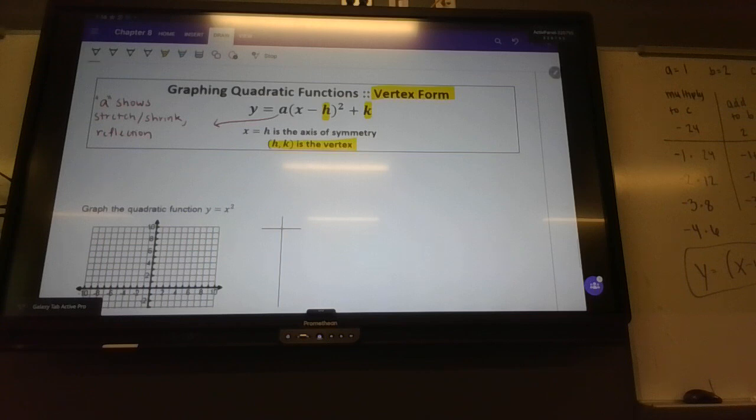Now H will show a horizontal translation. So that's a shift left or right. And it's opposite of how it looks.